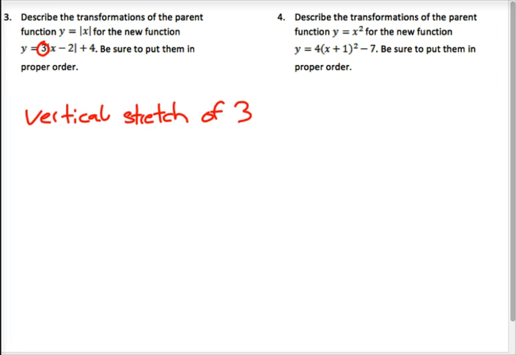So at the end where it says be sure to put them in proper order, you must reference the vertical stretch first, which is actually okay because when you're reading the function, it's typically the first thing you're going to come across. The next thing I notice is my x has 2 being subtracted from it, a minus 2. So first of all, whenever my x is being changed, that is horizontal. So this is a horizontal translation.